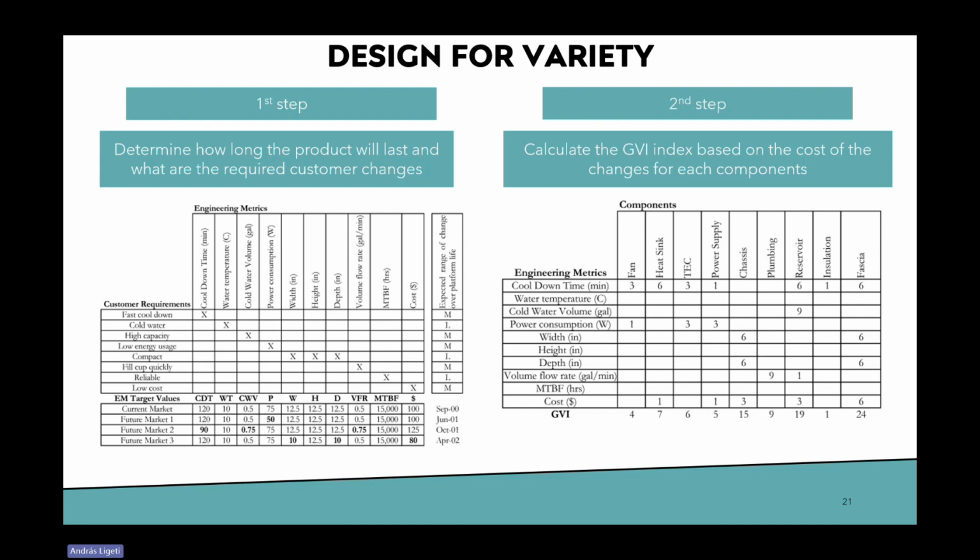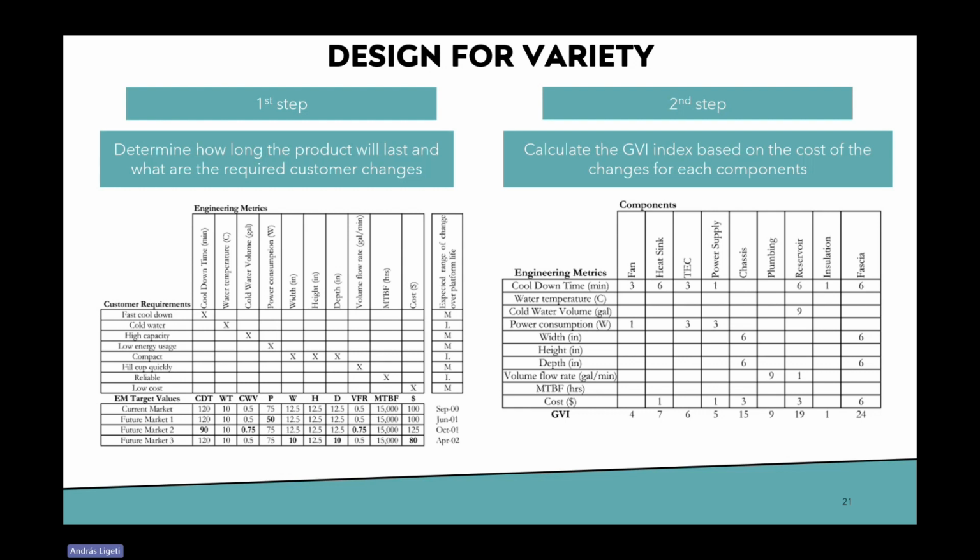And then the meaning of these numbers is basically the design effort that you have to put into redesigning a certain component. So if you want to redesign the fan, then it's not that difficult. But if you want to redesign the heatsink, it's a little bit more difficult because it gets a 6. So these are the things that you have to consider. And if you summarize all these numbers, then you get the variety index. This is what you see here on the bottom.